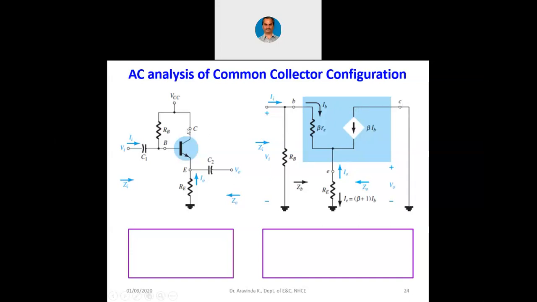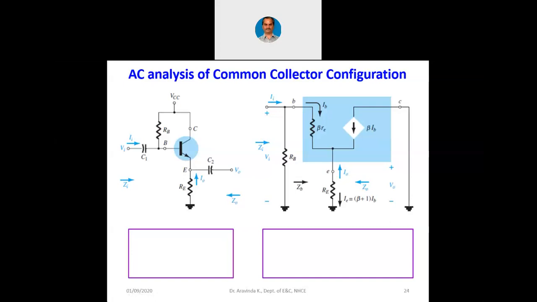And at the other side of the beta IB, it is connected to ground. Why? Collector is connected to VCC. VCC is nothing but AC ground. Now, similarly, at the input, RB is connected and the other end is connected to ground, because VCC is nothing but AC ground. So, we can see that RB is connected to ground here. Now, this circuit is slightly different from our earlier circuit. The reason is emitter is not grounded. Emitter itself is the output terminal here.